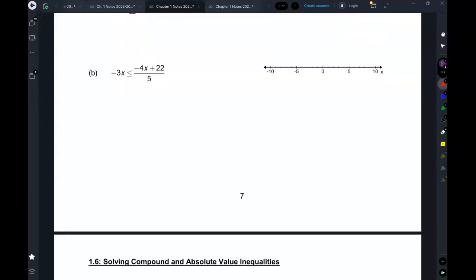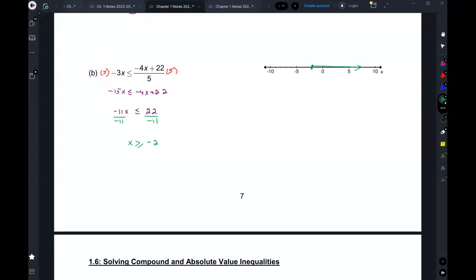Okay, here, what am I going to do first? Multiply both sides by 5. So I get -15x less than or equal to -4x plus 22. Add the 4x, so I get -11x less than or equal to 22. Okay, now I'm going to divide by -11, divide by -11. Does the inequality change direction? Yes, it does. So x is greater than or equal to -2. Okay, so we go to -2, and we go that way.